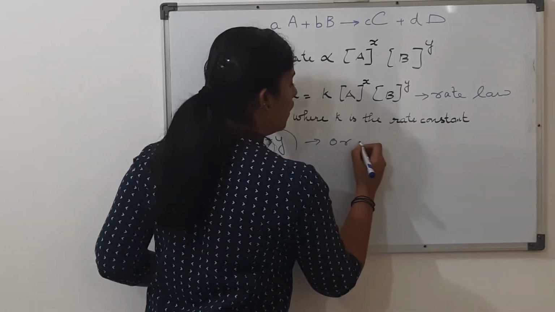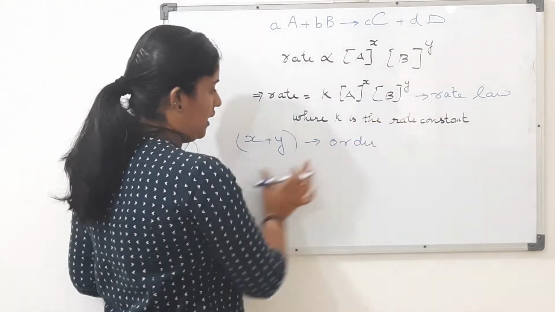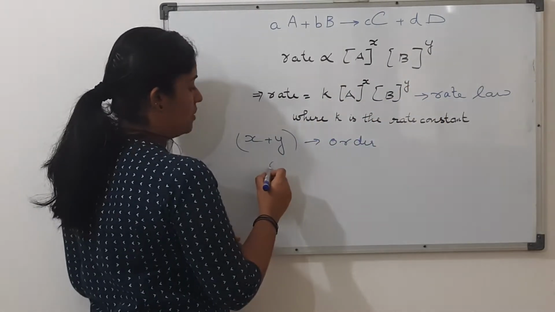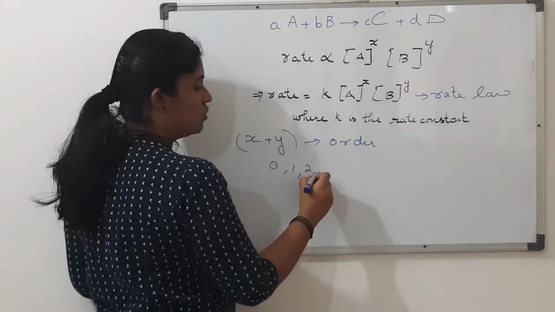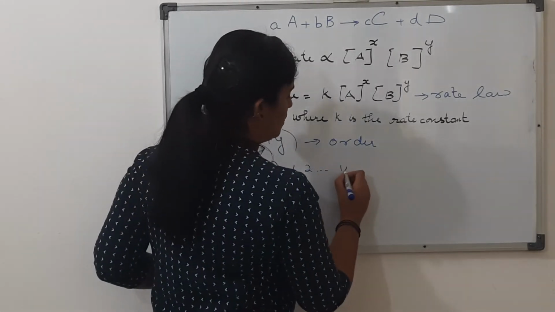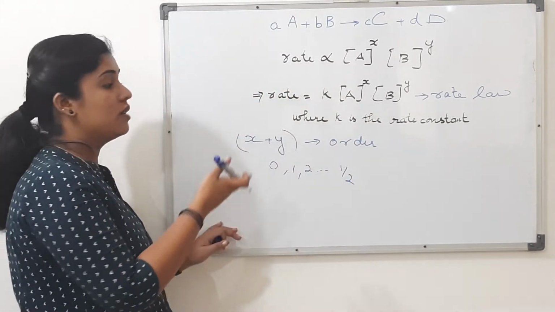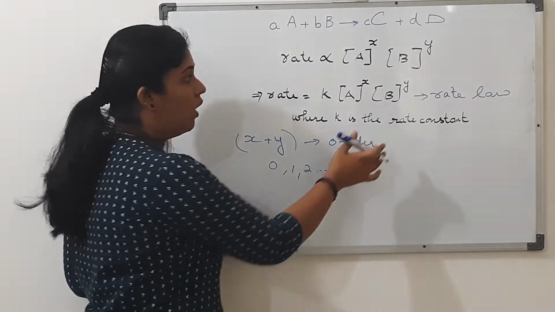We call that the order of the reaction. So together this x plus y can be numbers like 0, 1, 2, and so forth. It can also be fractions, like 1 by 2, so we don't know. It can be anything: fractions, 0, or whole numbers. And that is the order of the reaction.